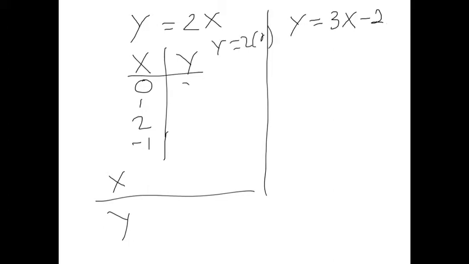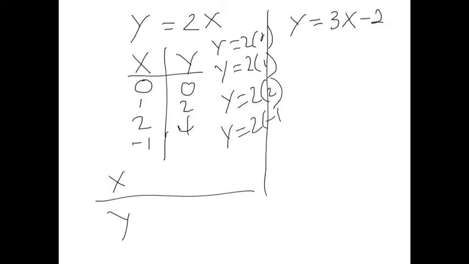So I'm going to stick 0 in for X. And I'm going to happen to get 0 out for Y because 2 times 0 is 0. And then I'm going to stick 1 in for X. And when I do that, I get that Y equals 2. And when you start noticing the pattern, you can end up just filling in. Or you can keep going and say, okay, I'm going to stick 2 in for X and get 4 out for Y. I'm going to stick -1 in for X and I'm going to get -2 out for Y.